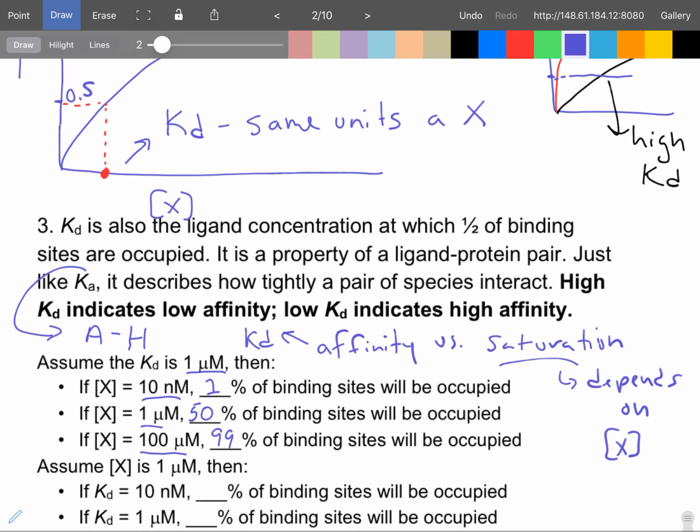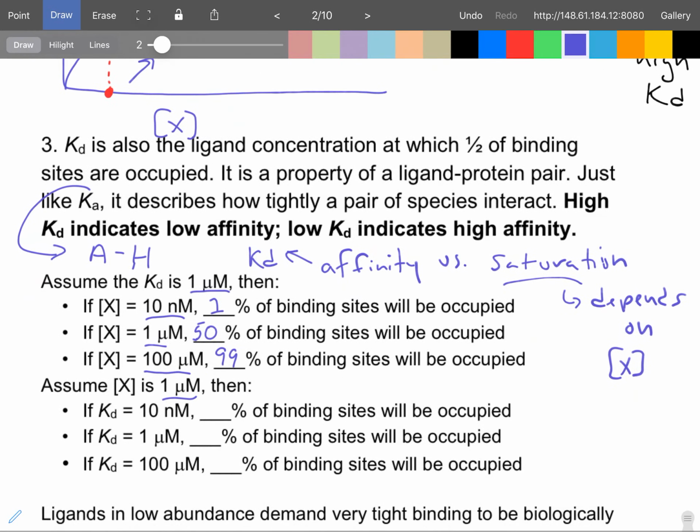We can flip it around. Let's say we hold the ligand concentration steady at 1 micromolar, and we explore different proteins in a solution that have different affinities for that particular ligand. If the KD is significantly lower than that ligand concentration, well, now we're going to have a highly saturated event. If they're equal, it's going to be 50%. And if the KD is much higher than that ligand concentration, now this one is going to be 1%. You can plug all those values in, and you'll get the same answers.